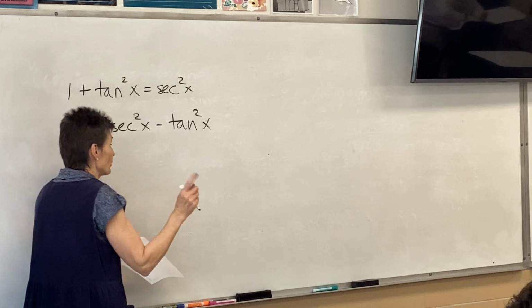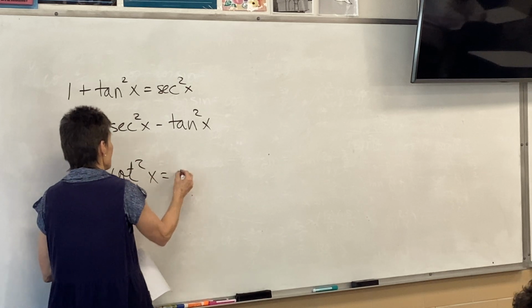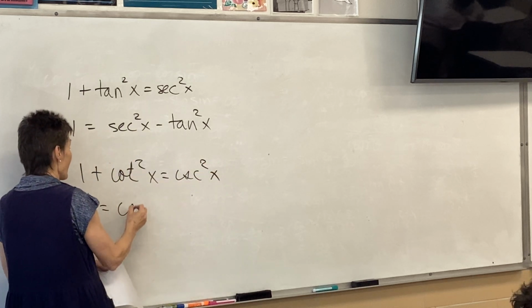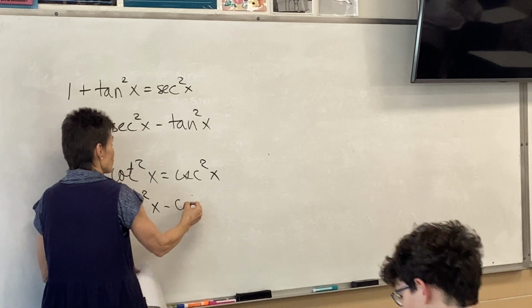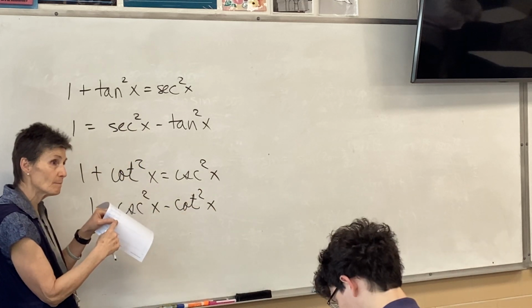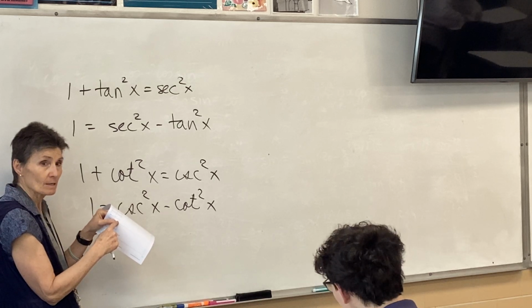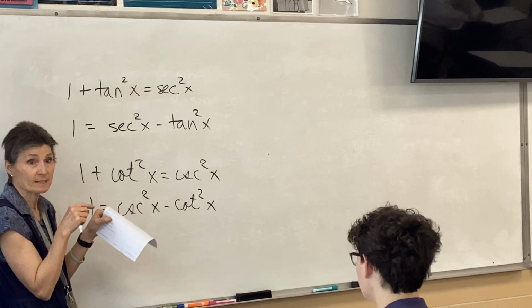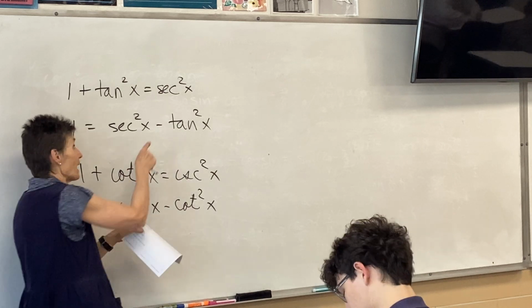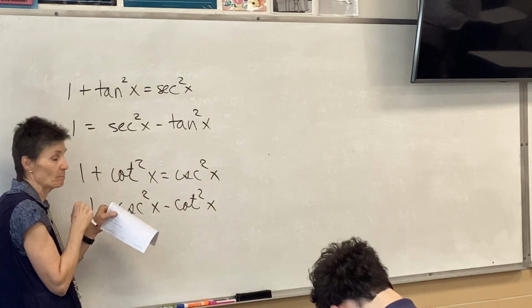Now, let's look at the bottom one. 1 plus cotangent squared is cosecant squared. If I put them on the same side, it says cosecant squared minus cotangent squared. Isn't that what I've got for statement 3? It's actually 3. So 1 and 3 were right, but 2 was wrong. As Cole pointed out, it needs to be a minus, but on the paper it's a plus.